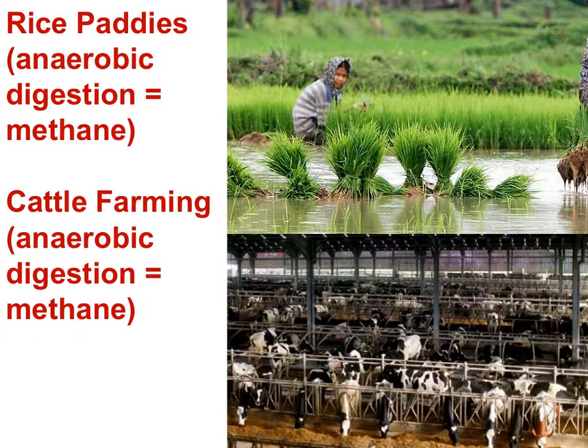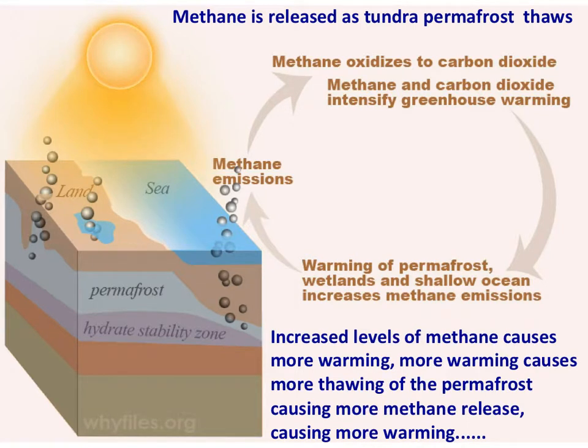Rice and cattle farming, with the anaerobic digestion of organic matter in the watery decomposition occurring in rice paddies or in the guts of cattle, releases methane to the atmosphere. Methane is also released as tundra permafrost thaws. Keep this in mind. Increased levels of methane would cause more warming. More warming causes more thawing of the permafrost, causing more methane release, causing more warming. This is a positive feedback loop that accelerates climate change.